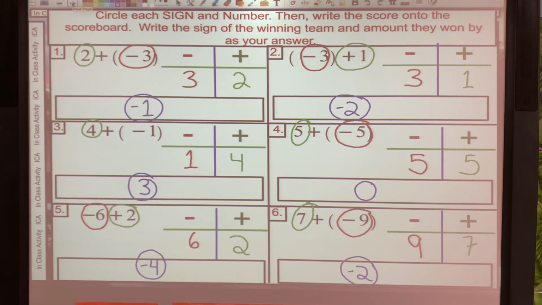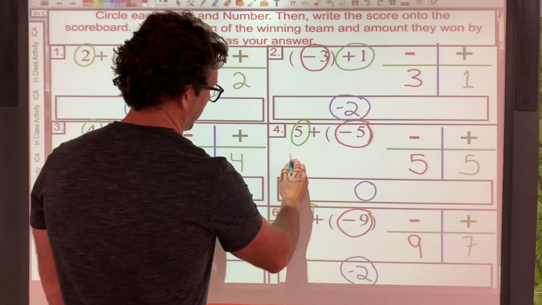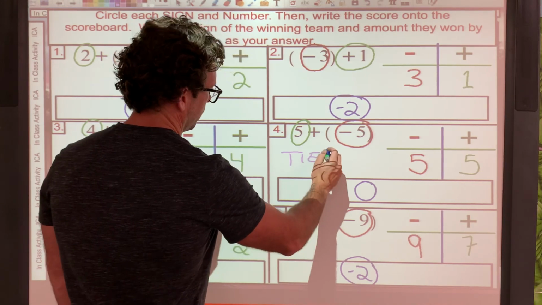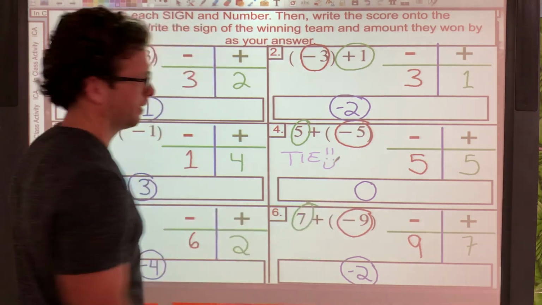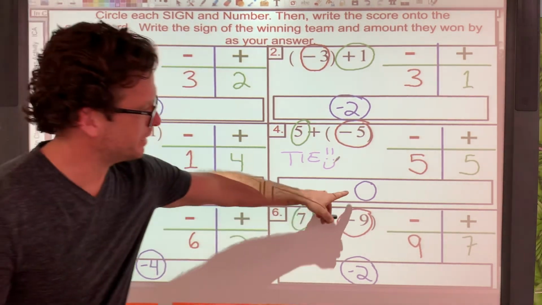All right, let's check our work. There's one that I want to focus on. Number 4. The positive team scored 5, but so did the negative team. So if this was a soccer match, we would say this is a tie. But since this is math, a tie means 0.